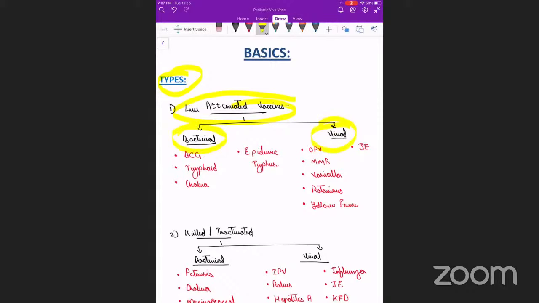Under bacterial, talk about the bacterial vaccines like BCG, typhoid, cholera, and typhus vaccine, epidemic typhus vaccine. Under viral comes the OPV, MMR, varicella, rotavirus, yellow fever, and JE. So these are the live attenuated vaccines. Then comes the killed vaccine.